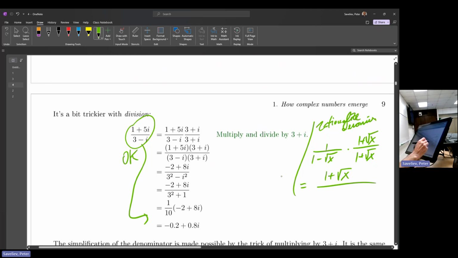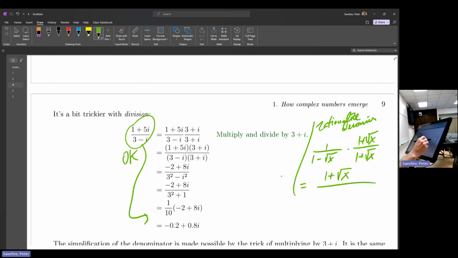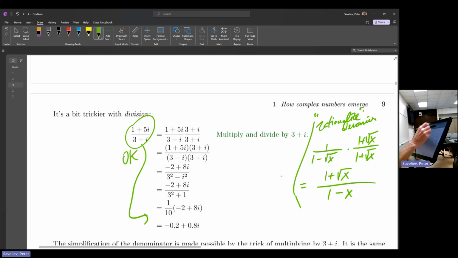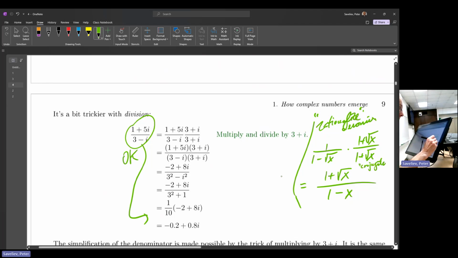What's the denominator? 1 minus x, right? Okay, so that's literally what it means. The square root is kind of an irrational function that stands in the way of your integration. So that's a trick that otherwise you might not look up. You multiply by what we call the conjugate, the conjugate of the denominator.